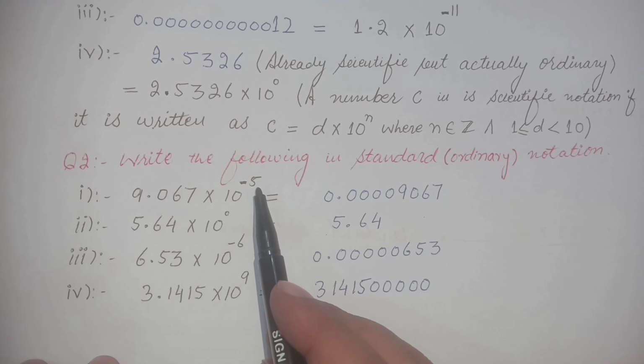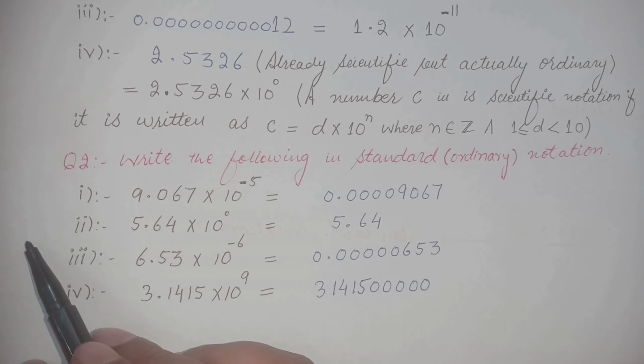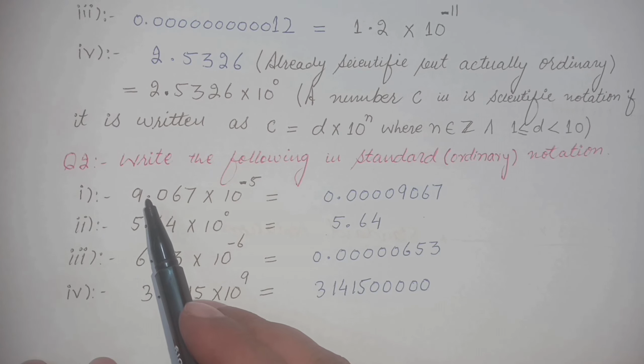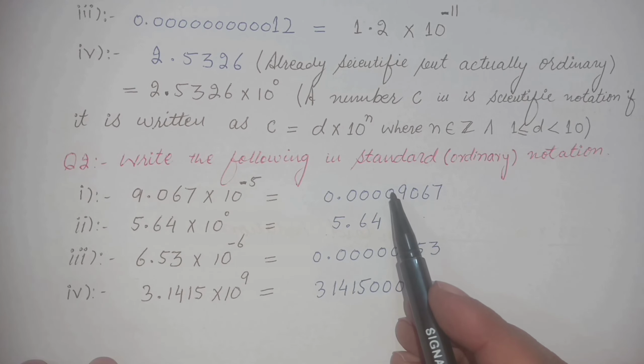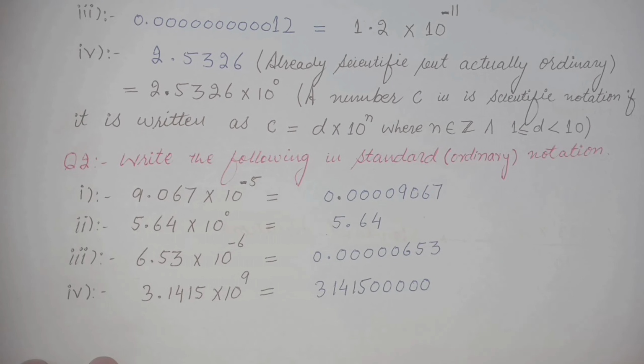Power is minus, so the decimal will move towards left. How many digits? 5 digits due to this power. So it will be 1, 2, 3, 4, 5 and the decimal will be here.